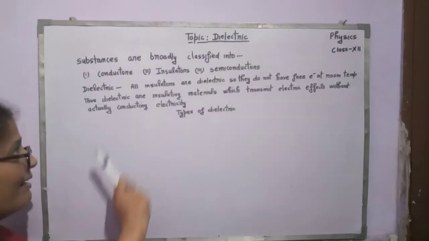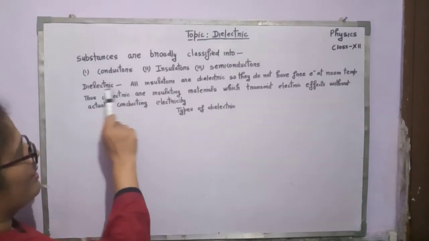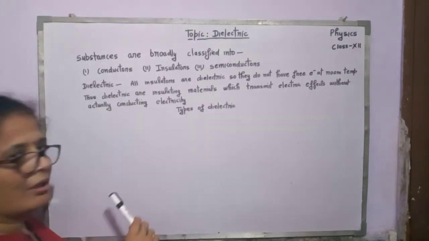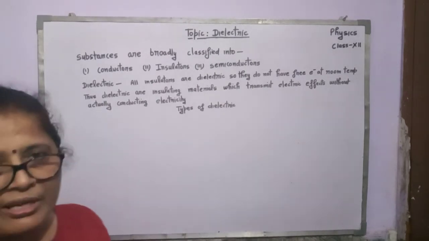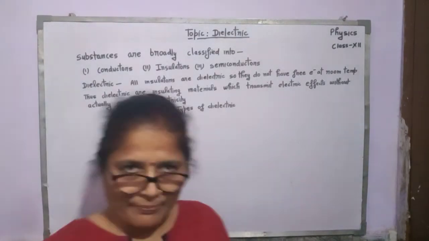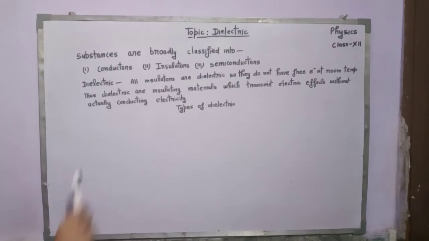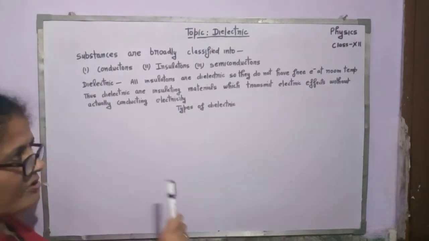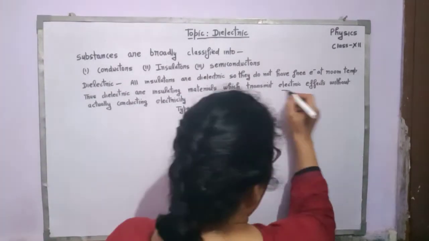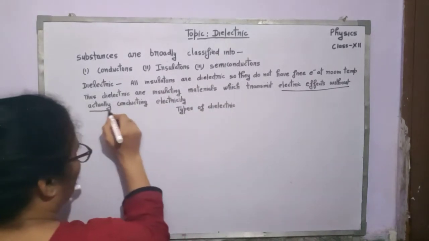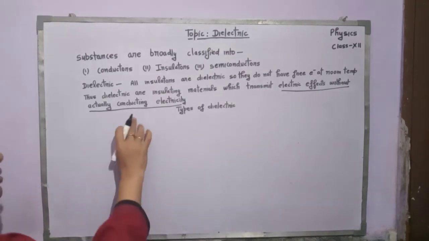Now the topic is dielectric. What are dielectrics? Dielectrics are, simply we can say, all the insulators. Therefore, they do not have free electrons at room temperature. In other words, we can define dielectrics as insulating materials which transmit electric effect without actually conducting electricity. Without actually conducting electricity shows that they do not have free electrons.